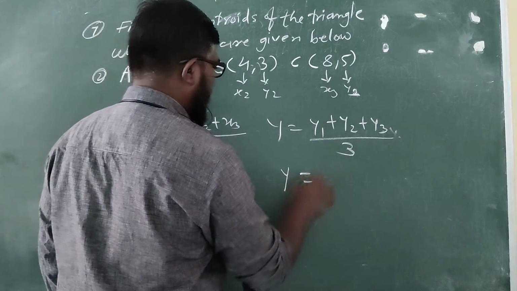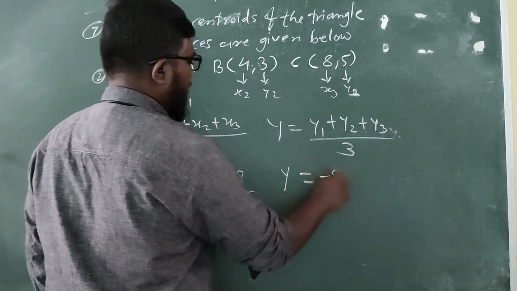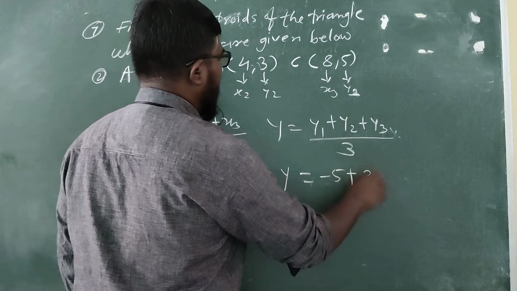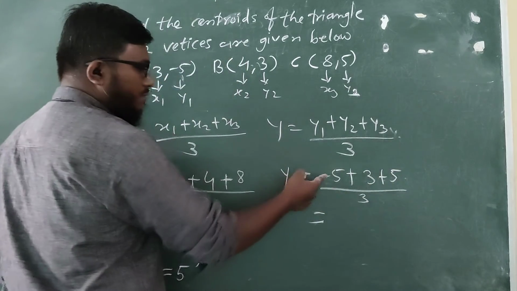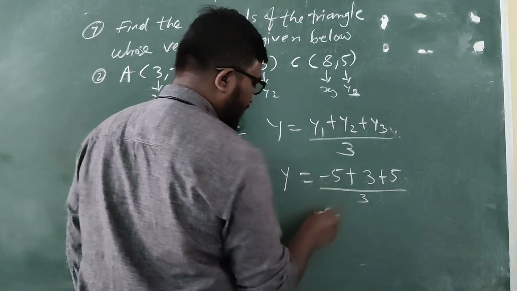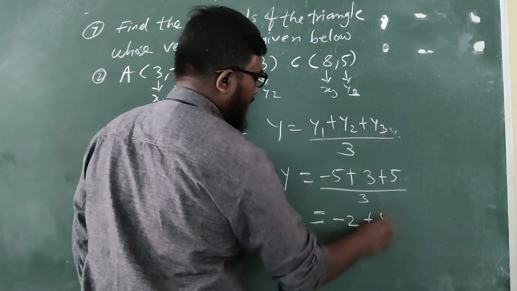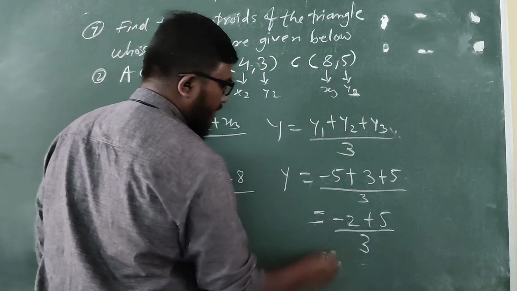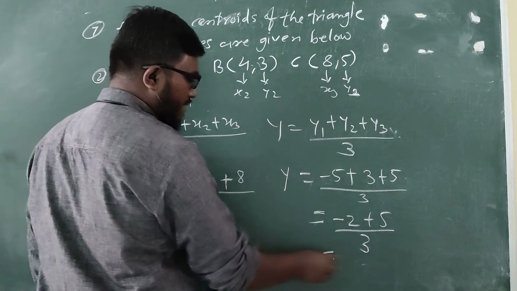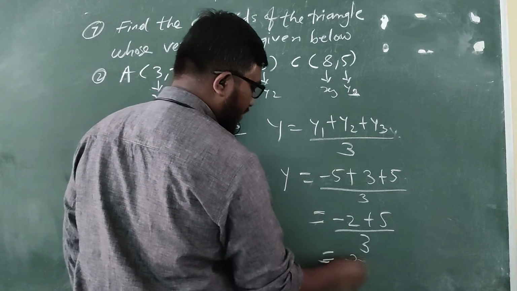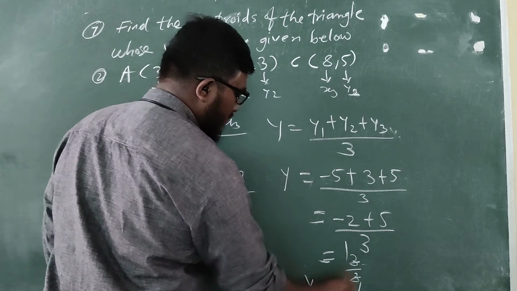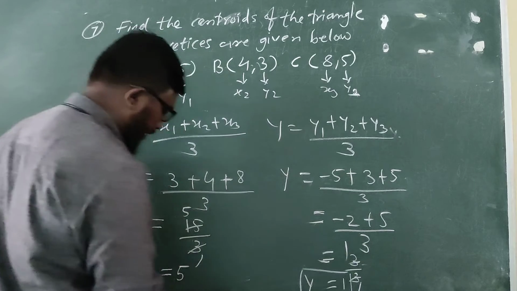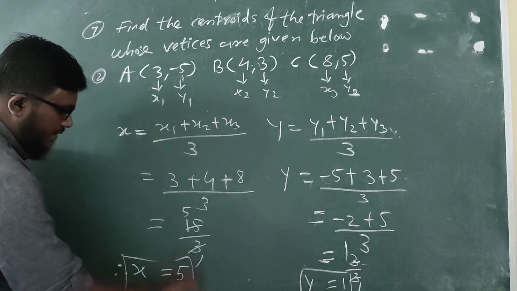And similarly, y is equal to y1 plus y2 plus y3 divided by 3, that is minus 5 plus 3 plus 5 divided by 3. Minus 5 plus 3 becomes minus, the greater number is 5, that's why minus 2 plus 5 divided by 3. 5 minus 2 becomes 3, 3 upon 3 is 1. Now y is equal to 1. Like this we will get the answers.